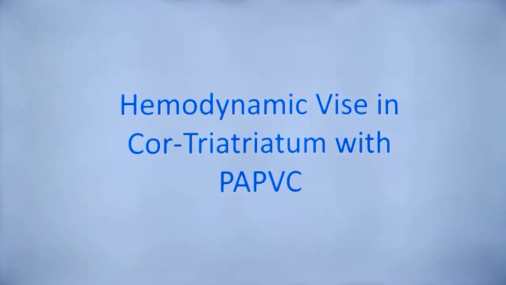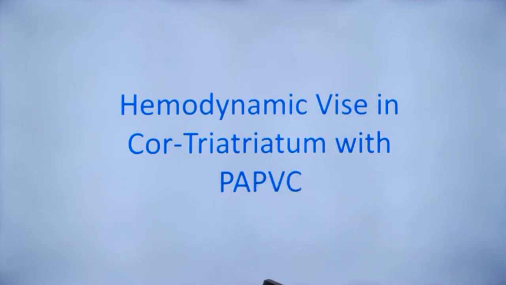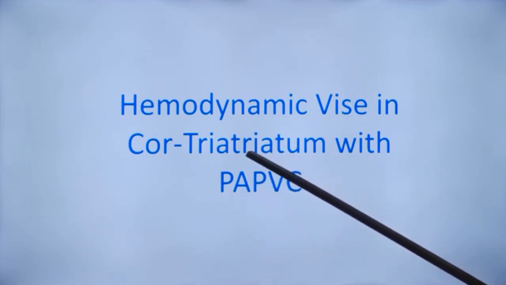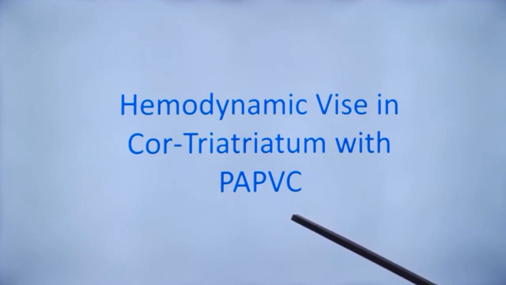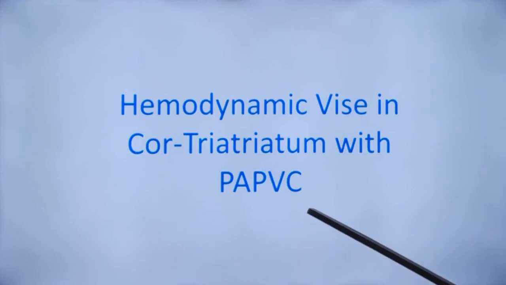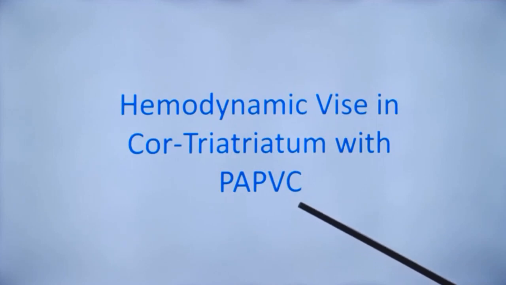The previous two descriptions of hemodynamic vise were in total anomalous pulmonary venous connection. It has also been reported in partial anomalous pulmonary venous connection. In a case of cor triatriatum, veins, pulmonary veins from the part of right lung and the whole of left lung formed the vertical vein and ascended up. So there was a hemodynamic vise compression between the pulmonary artery and left bronchus, as in a typical total anomalous pulmonary venous connection.